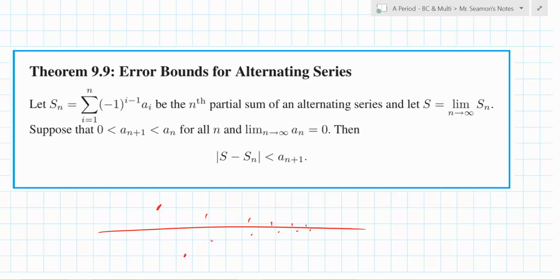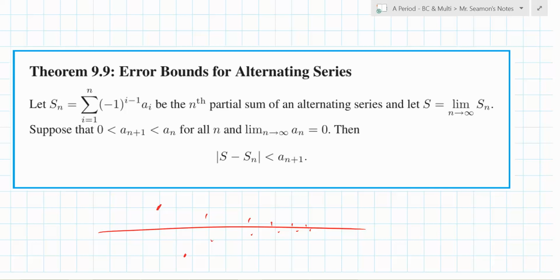So there are some very specific requirements here. It has to be alternating. You with me so far? It has to be alternating. It has to be going to 0, and the terms have to be getting smaller. They can't be doing this weird jellyfish thing. That would be a cool thing. I just worked jellyfish into this.